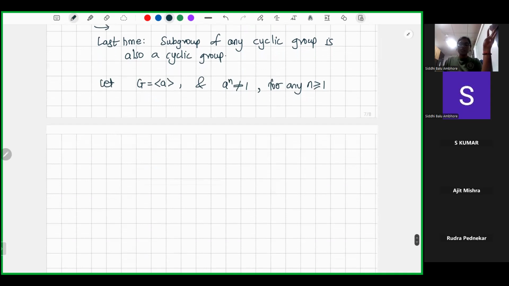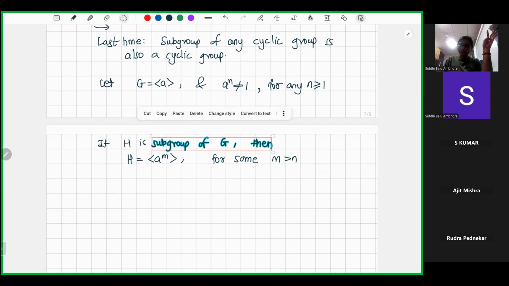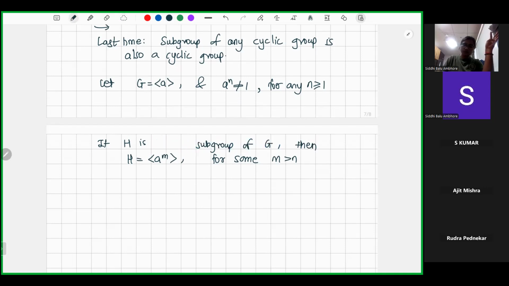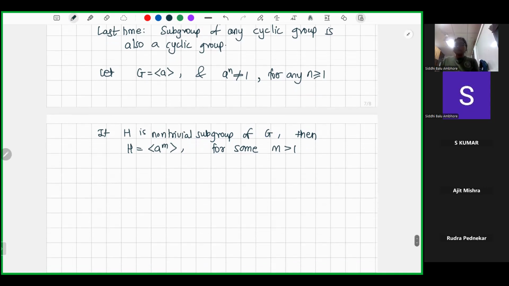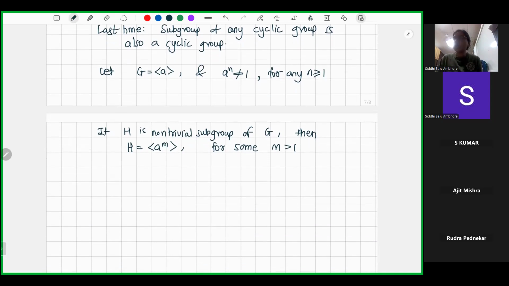Okay. If H is a subgroup of G, then H is of this form, right? H is generated by a power m for some m greater than 1, if H is non-trivial. Then I can write that m is strictly greater than 1 here. And this m is the smallest positive m such that a power m belongs to H.